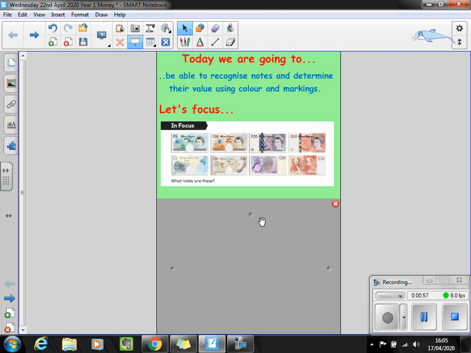Can you identify these notes by their colour, their size, the pictures that are on the notes, or the numbers that you can see? Remember to look on the back of the notes. You might see something different, you might see something the same. Is there anything special about the £5 note and the £10 note that you can't see on the £20 or the £50 note? Look carefully at the shapes that you can see on the £5 and £10 notes that might not appear on the £20 and £50 notes.